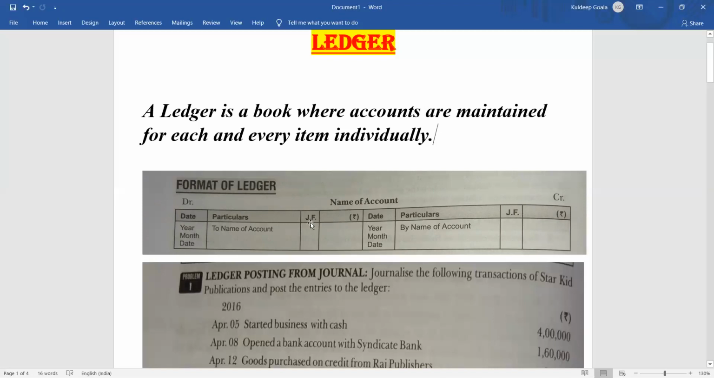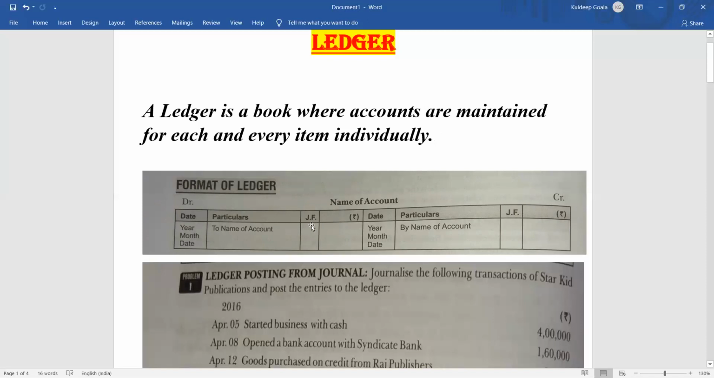In the same way, the journal folio is referring to the journal number. How much journal number? What is the page number? This particular ledger will contain this information in this column. The information regarding the journal will be written here. Where did it come from? Which journal number? It will be written in the journal folio.